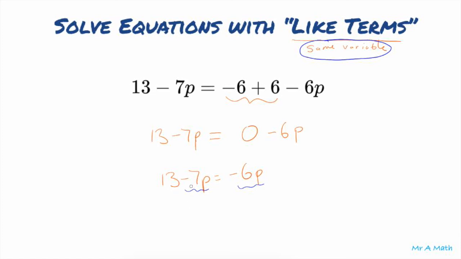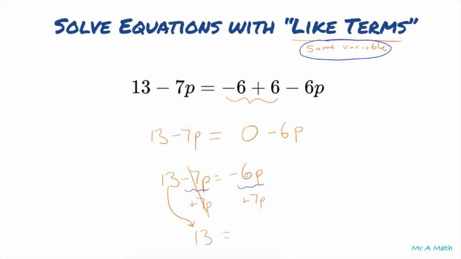And so if I want to get this negative 7p over here, how do I get rid of negative 7p? Well, I just simply add 7p to make it go to 0. And then if I add 7p to this side, I also have to add 7p to the right side to keep the equation balanced. And that means that when my negative 7p and positive 7p go to 0, I'm left with just 13 on this side. Right? This guy is still here. Don't forget about him. And then I have negative 6p plus 7p.